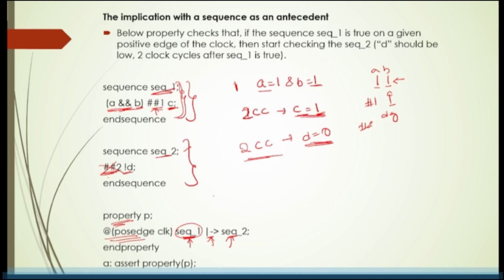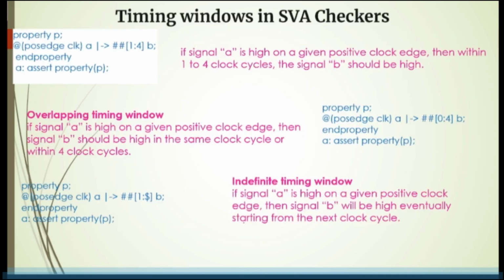Clear? This is how you will be writing the assertions within your SystemVerilog code while developing test benches. Similarly, just like you have used time delays within the sequences, you will be using the same within these properties also. If you see here, it is a range. That means after A is high, then within 1 to 4 clock cycles, B should be high.